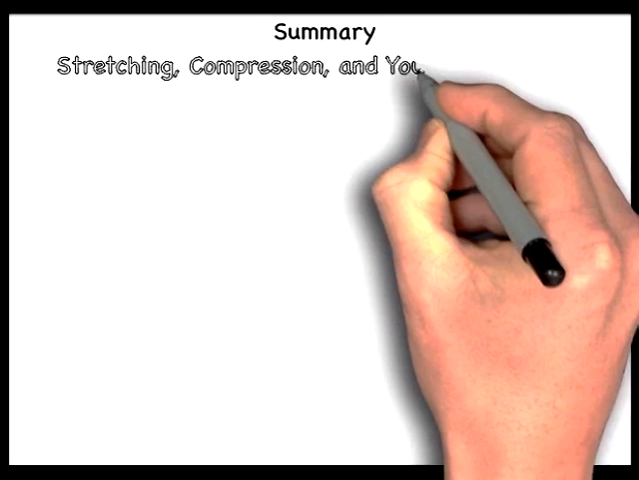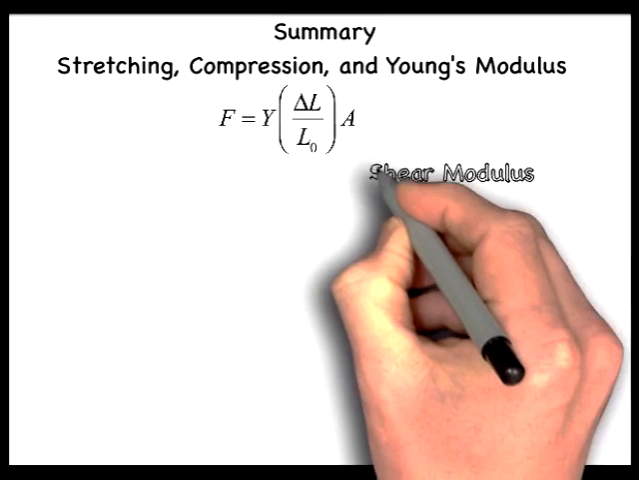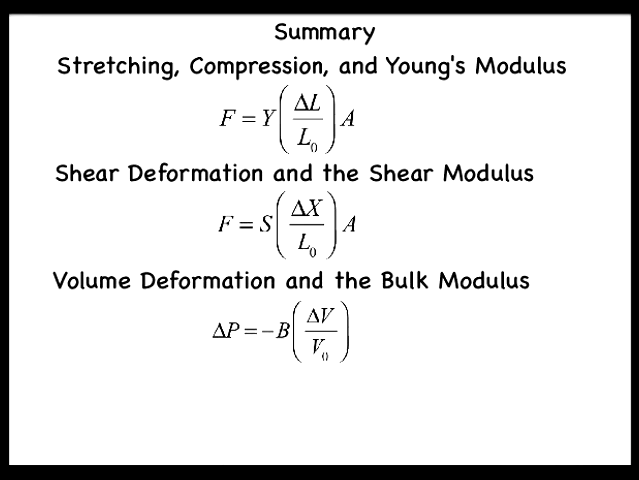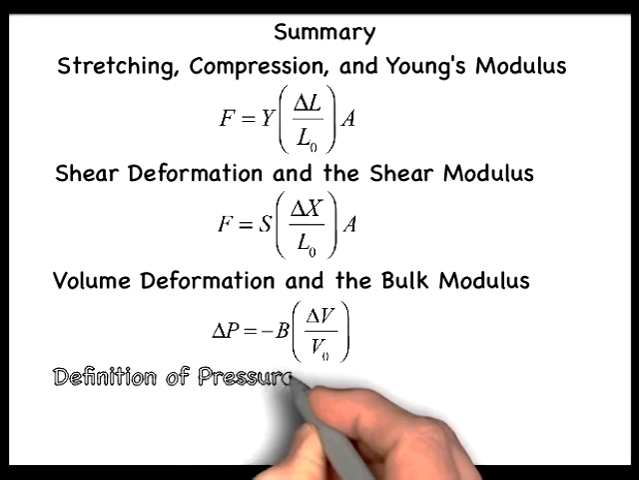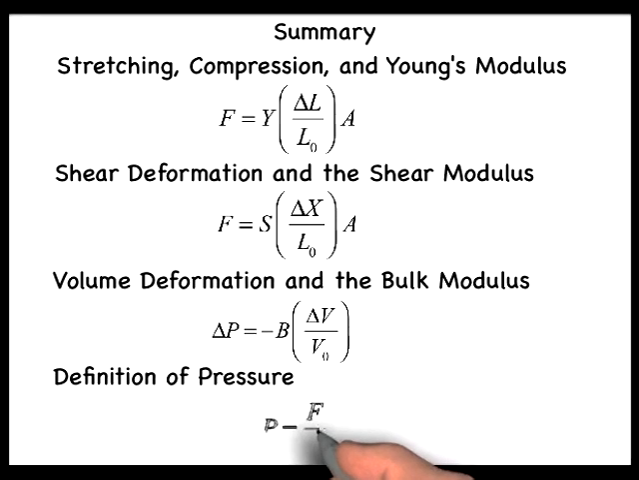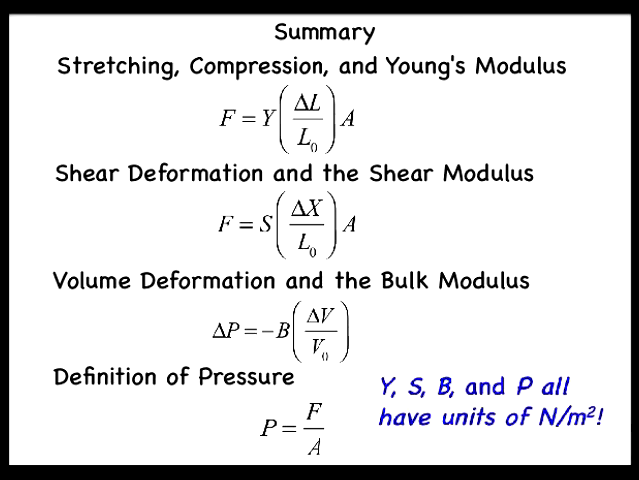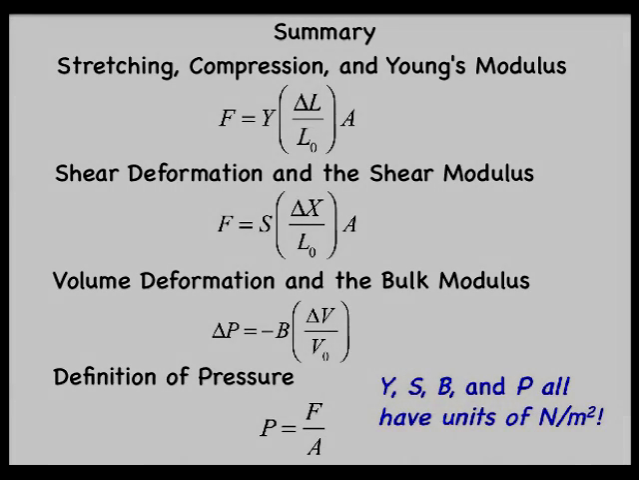In summary, we have examined the equations that describe stretching and compression, shear, and volume deformations. In all cases, the degree of deformation was directly proportional to a modulus, Young's, shear, or bulk, that is a constant property of the material being deformed. We defined the pressure as the force per unit area. The moduli, Y, S, and B, as well as the pressure P, all have units of newtons per meter squared.